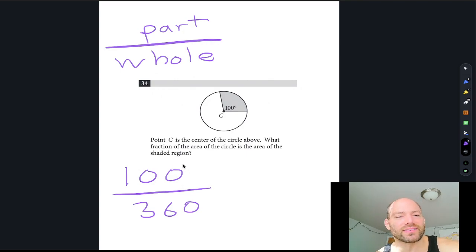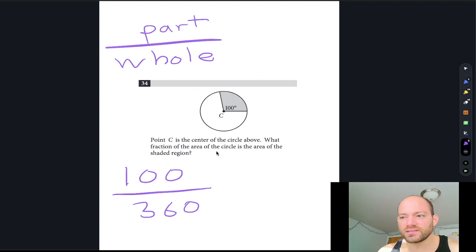Remember what I like to talk about: you want to detach from the anxiety over what you should do and just focus on what you could do with what they give you. They give me a sector, they label it like this, so I know I'm going to be doing the part over whole fraction in some way. What I do with that might depend on what they end up asking. So let's finally read it. Point C is the center of the circle above. What fraction of the area of the circle is the area of the shaded region?